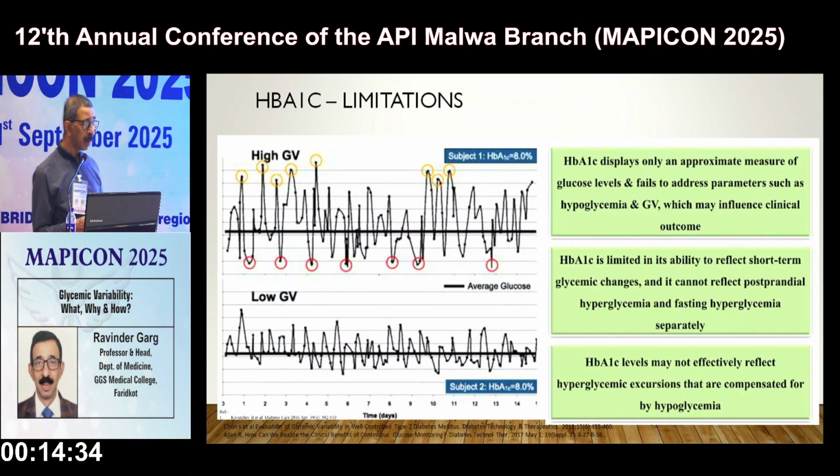Now this slide shows us two patients, patient 1 and 2. On the top, both these patients have the same HbA1c, 8%. But look at the top patient. Look at the swings up and down. And on the other hand, patient number 2 is just swinging a little around the baseline. So patient 1 has a very high glycemic variability and a high rate of complications as compared to patient 2, whose swings are not that much. So low glycemic variability, although HbA1c in both these patients is the same. See the huge difference this factor makes.